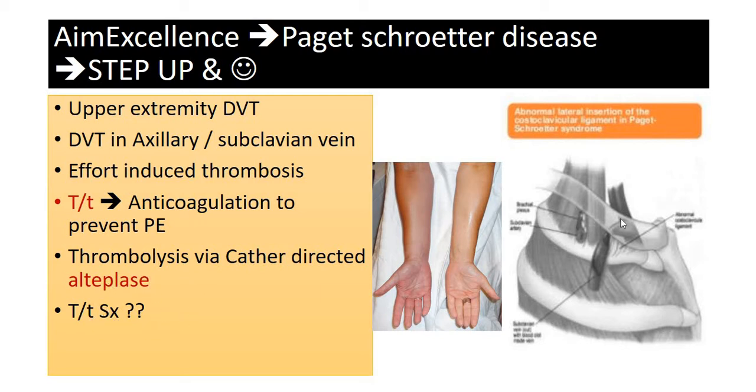Actually, it is related to the thoracic outlet syndrome, and there is abnormal lateral insertion of costoclavicular ligament in certain cases of Paget-Schroeder syndrome, and in those cases we have to do the surgeries. Otherwise, it can be controlled easily by anticoagulation therapies.